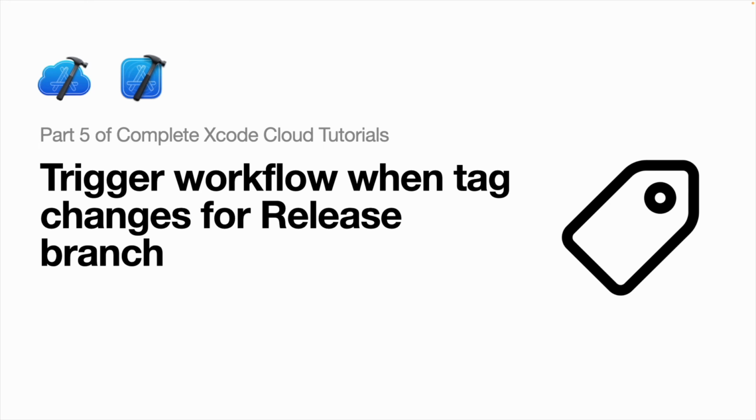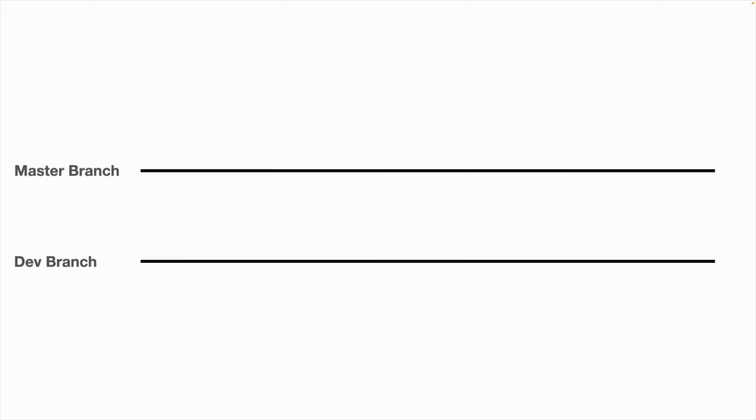In our journey so far, we have created multiple workflows, and you have become proficient in creating various types of workflows. Today's lesson will be concise and focused. We will dive into how to trigger a workflow in response to tag changes on the release branch. This is a critical skill for maintaining efficient and automated development processes. So, let's take a look at this workflow.